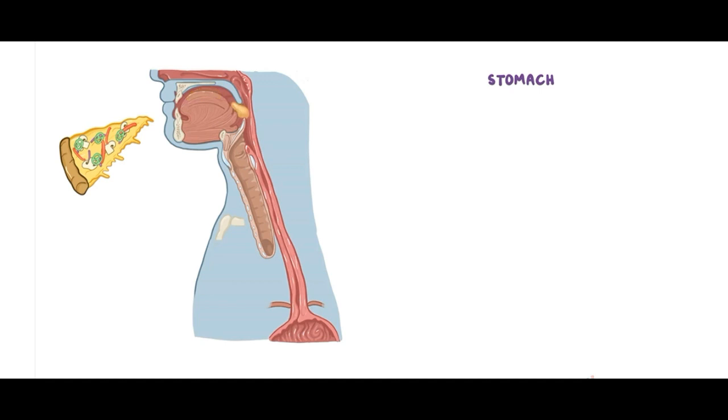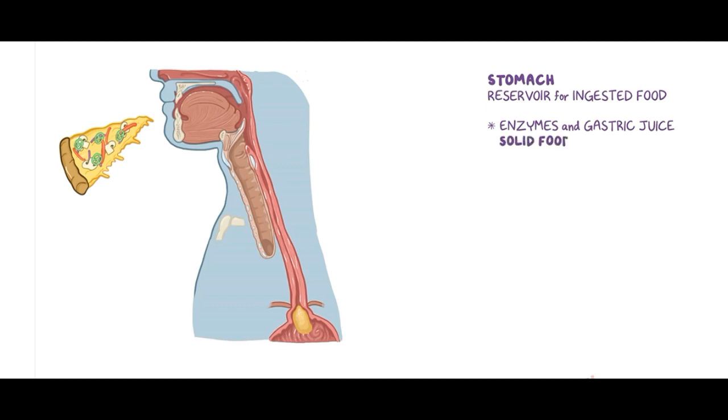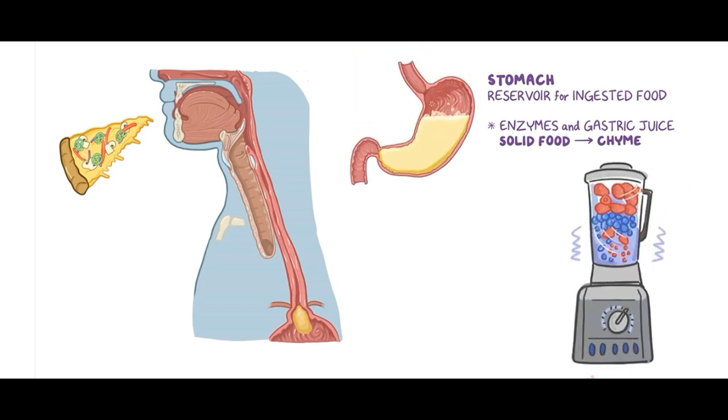Let's move to the stomach, the next stop for our bite of pizza after its journey through the esophagus. The stomach acts as a reservoir for ingested food like our piece of pizza, and prepares it for digestion with the help of enzymes and gastric juice, which gradually converts solid food into a semi-liquid mixture called chyme. We can think about the stomach as our own endogenous food blender.